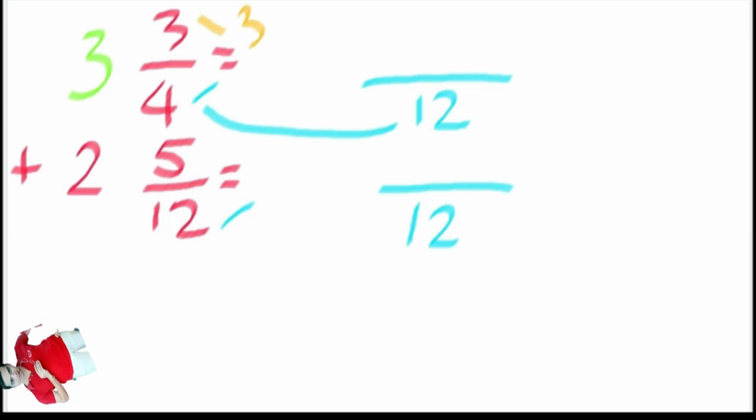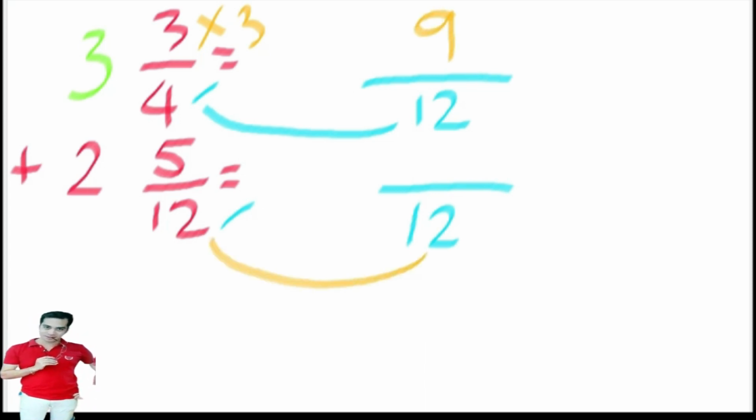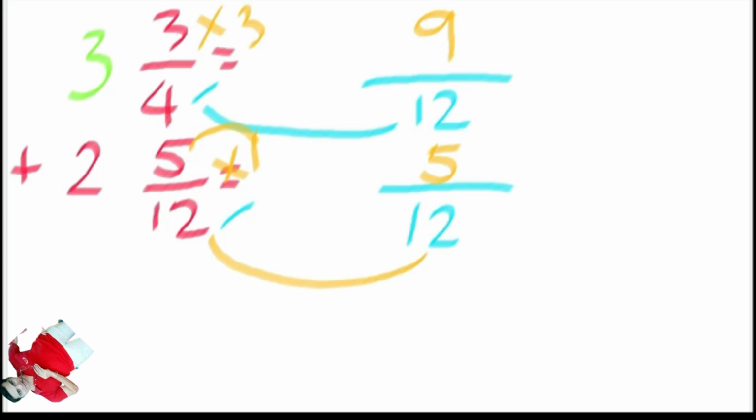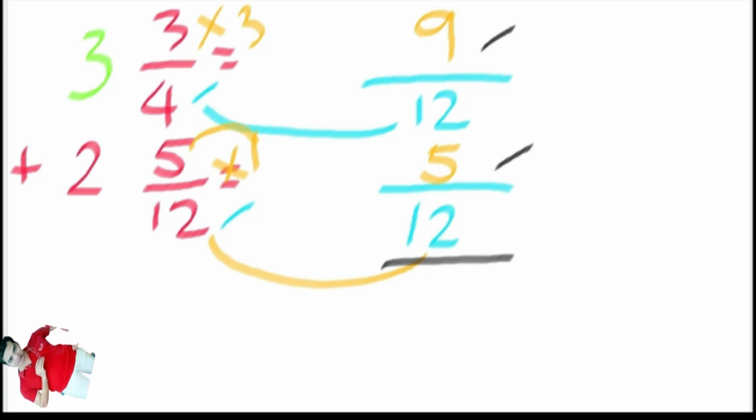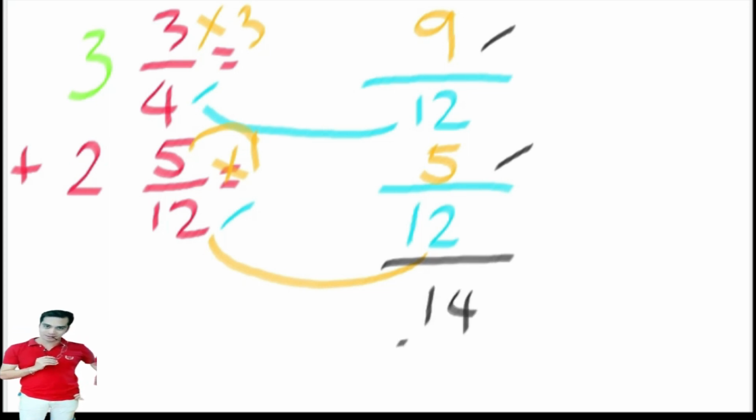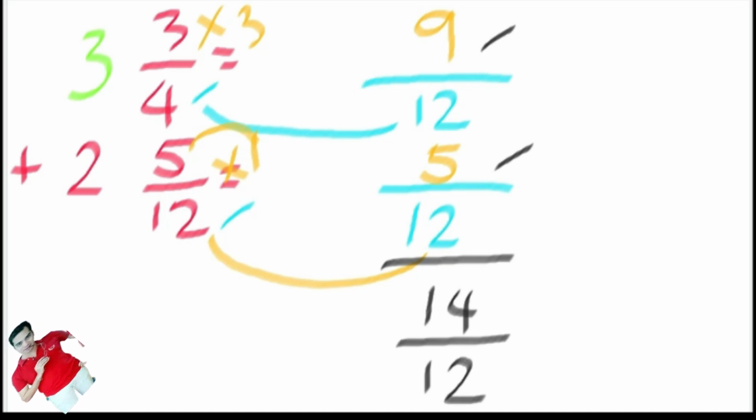Then, multiply natin sa numerator. 3 times 3, the answer is 9. 12 divided by 12, the answer is 1. Then, multiply natin sa numerator na 5. 5 times 1, the answer is 5. Then, we are going to add numerator and numerator. 9 plus 5, the answer is 14. Then, copy the denominator. Okay. You can see, learners, our answer is 14 over 12.